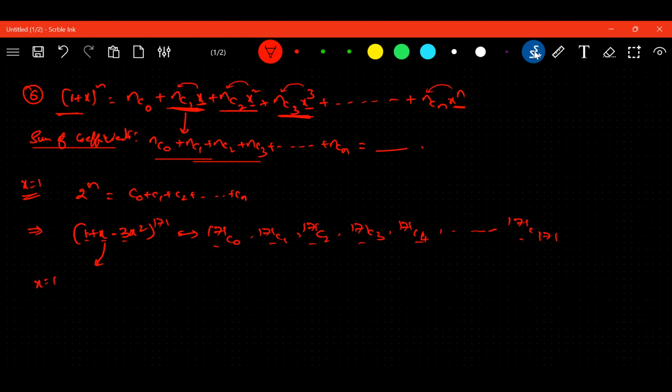If I substitute x as 1, what will I get? 1 plus 1, 2, 2 minus 3, whole to the power 171, is equal to C0 plus C1 plus C2 and so on till C171. The sum will be minus 1. Minus 1 whole to the power 171 is what? Minus 1. So it equals C0 plus C1 plus C2 and so on till up to C171. Is it correct?